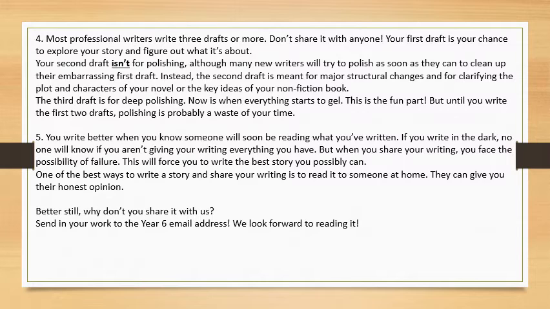Instead, the second draft is meant for major structural changes and for clarifying the plot and characters of your novel or the key ideas of your non-fiction book. The third draft is for deep polishing. Now is when everything starts to gel. This is the fun part, but until you write the first 2 drafts, polishing is probably a waste of your time. So I would agree with this. I know in school we tend to do 2 drafts, and a lot of you moan and whinge when we have to do a second draft.